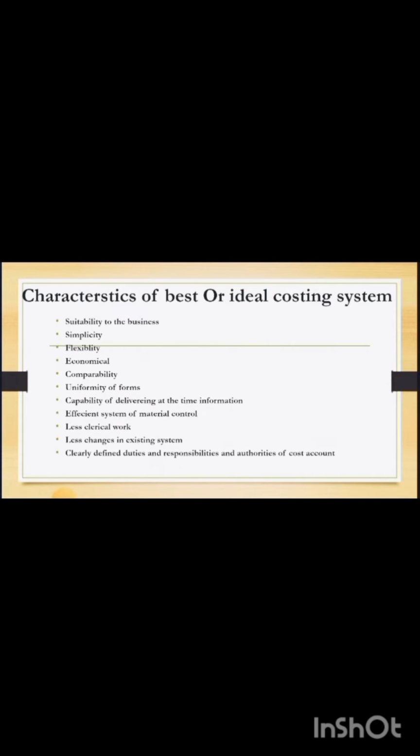Finally, the characteristics of the best or ideal costing system are: suitability to the business, simplicity and flexibility, and it should be economical and compatible. Uniformity of forms, capacity of providing information on time, efficient system of material control, less clerical work, fewer changes in the existing system, and clearly defined duties, responsibilities and authorities of the cost accountants. These are the things to be considered for the best or ideal costing system.